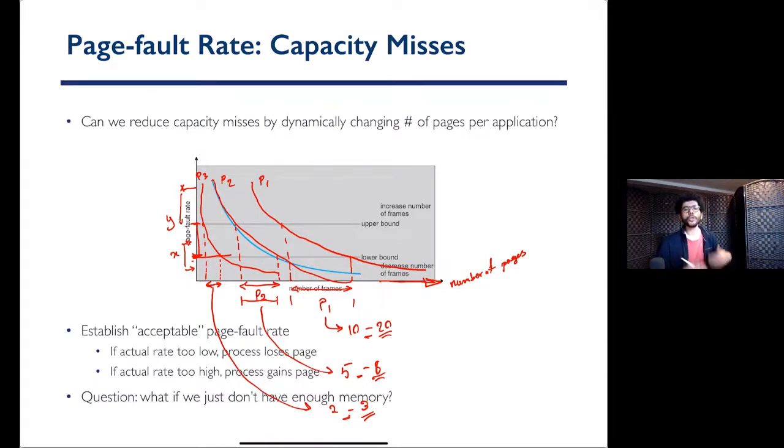So that's what you could do in practice if you want to implement such a thing, right? You start with some estimation of how many pages your application needs. Then you measure their page fault rate, and then you play with the allocation to get the page fault rate within the accepted range. So that's another thing that you can do if you don't have the curves.